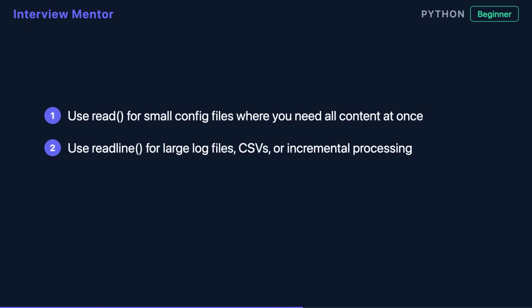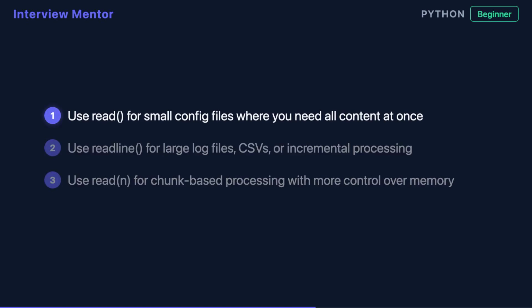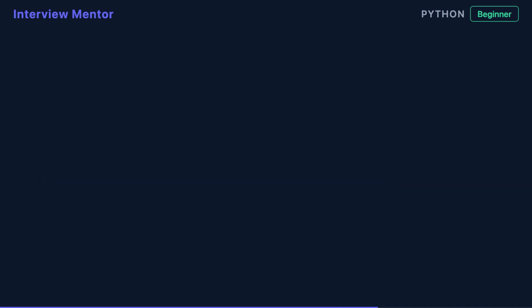So when should you use each? Use read for small files where you need all the content at once, like config files. Use readline when processing large files line by line, like logs or CSV files. You can also use read with a size argument to process files in chunks if you need more control.